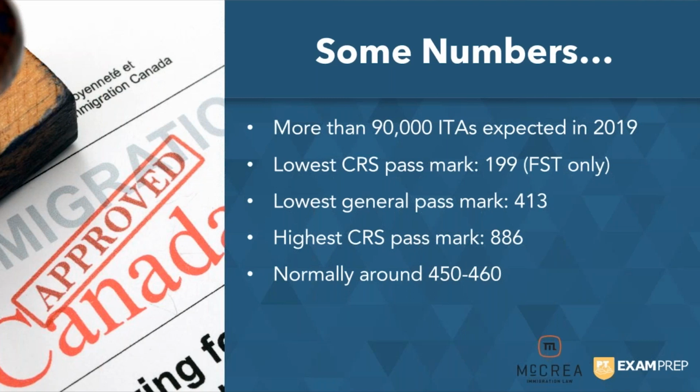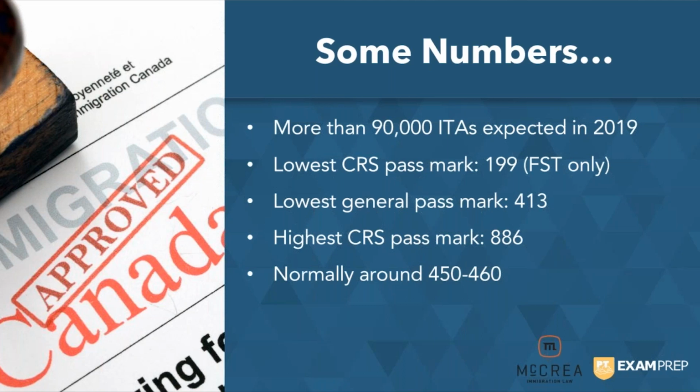The lowest pass mark that's ever happened in Express Entry was 199 points, but that was limited to the federal skilled trades category, that tiny category that nobody uses. So that 199 pass mark is not real for most people. The lowest real pass mark that applied to everybody was 413, and that happened a couple of years ago and never since. So don't bank on that happening again.